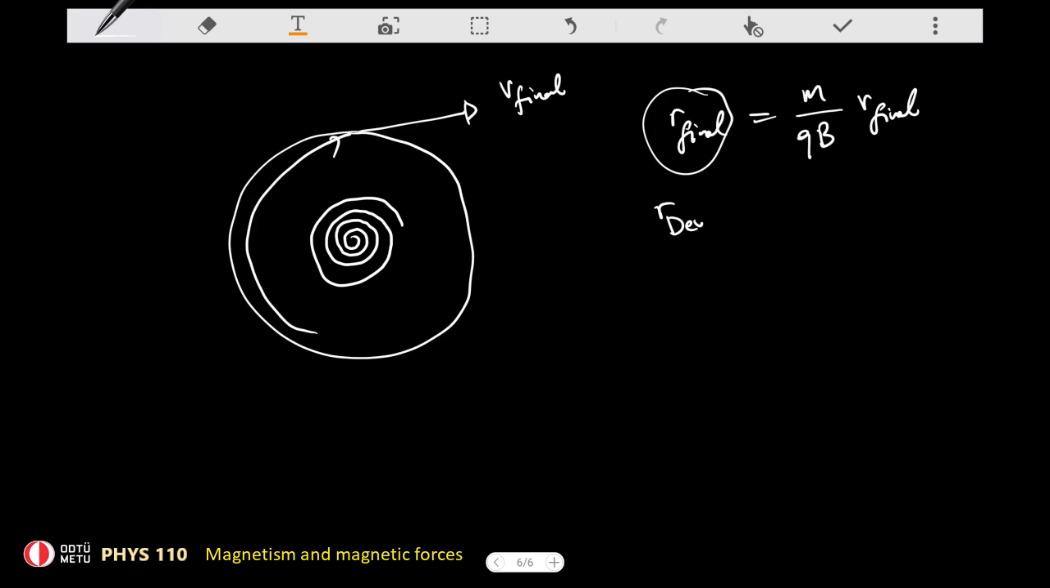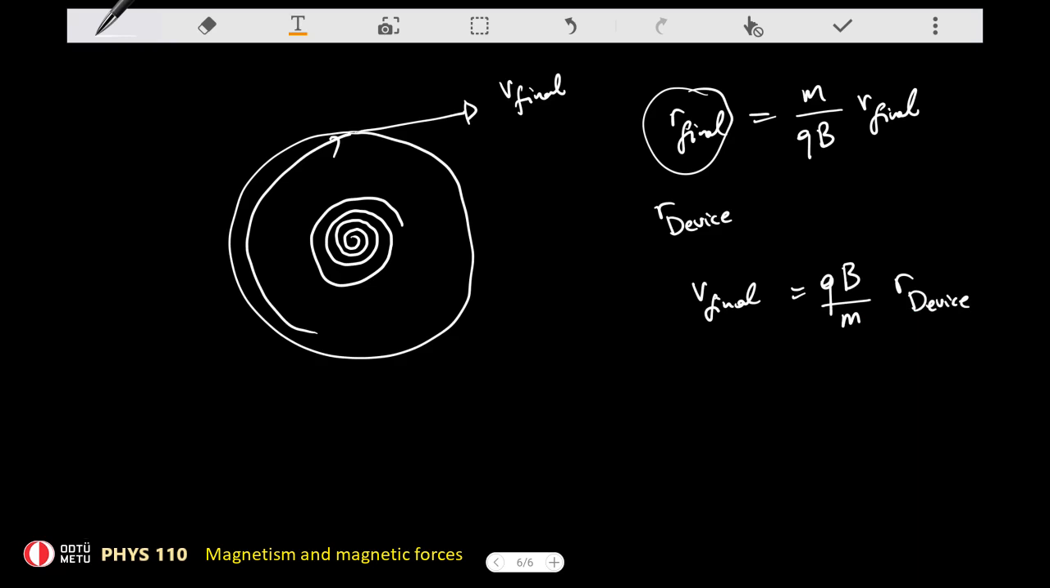That's basically given by the size of the electromagnet. So there is this radius of the device here. Therefore, the final speed is equal to the cyclotron frequency multiplied by the final radius of the device. So that's the final speed that you can achieve with this.